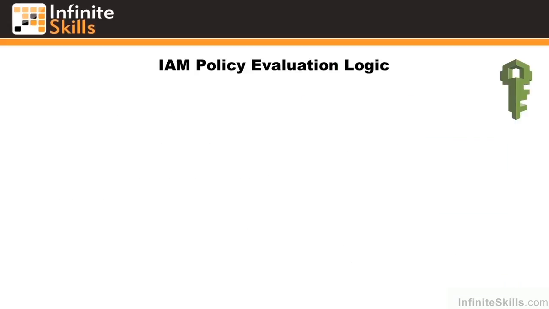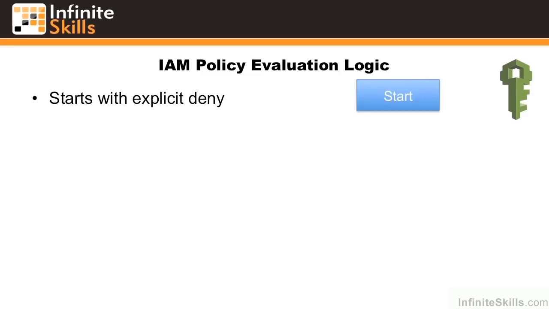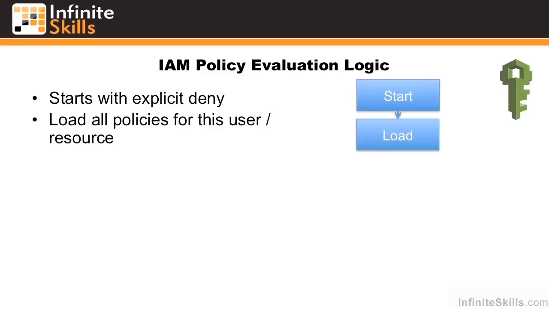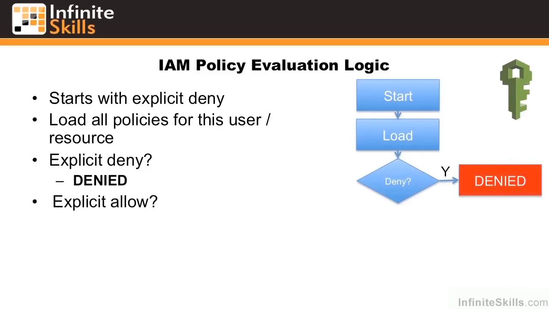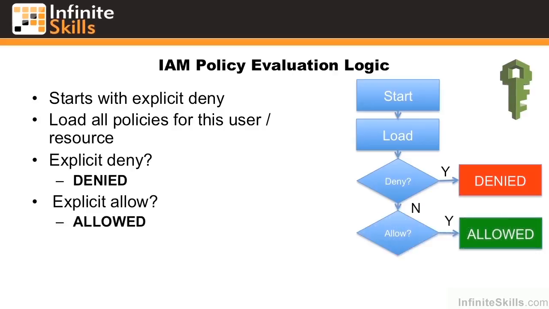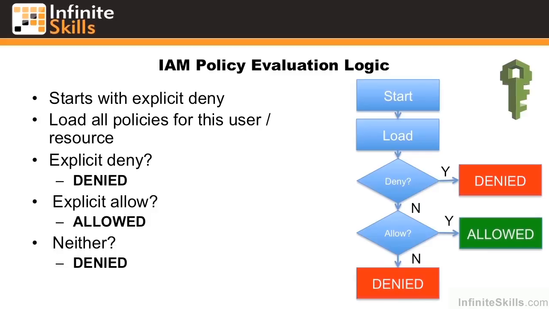Let's take a look at the policy evaluation logic and show you why it's very secure. First off, it starts with an explicit deny. We next then load all applicable policies for the specified user and resource when they try to access it. If there's an explicit deny, we deny right away. Doesn't matter how many times they're allowed. If there's an explicit allow, we allow it, and only in that instance. If there's neither, the access to the resource is denied.